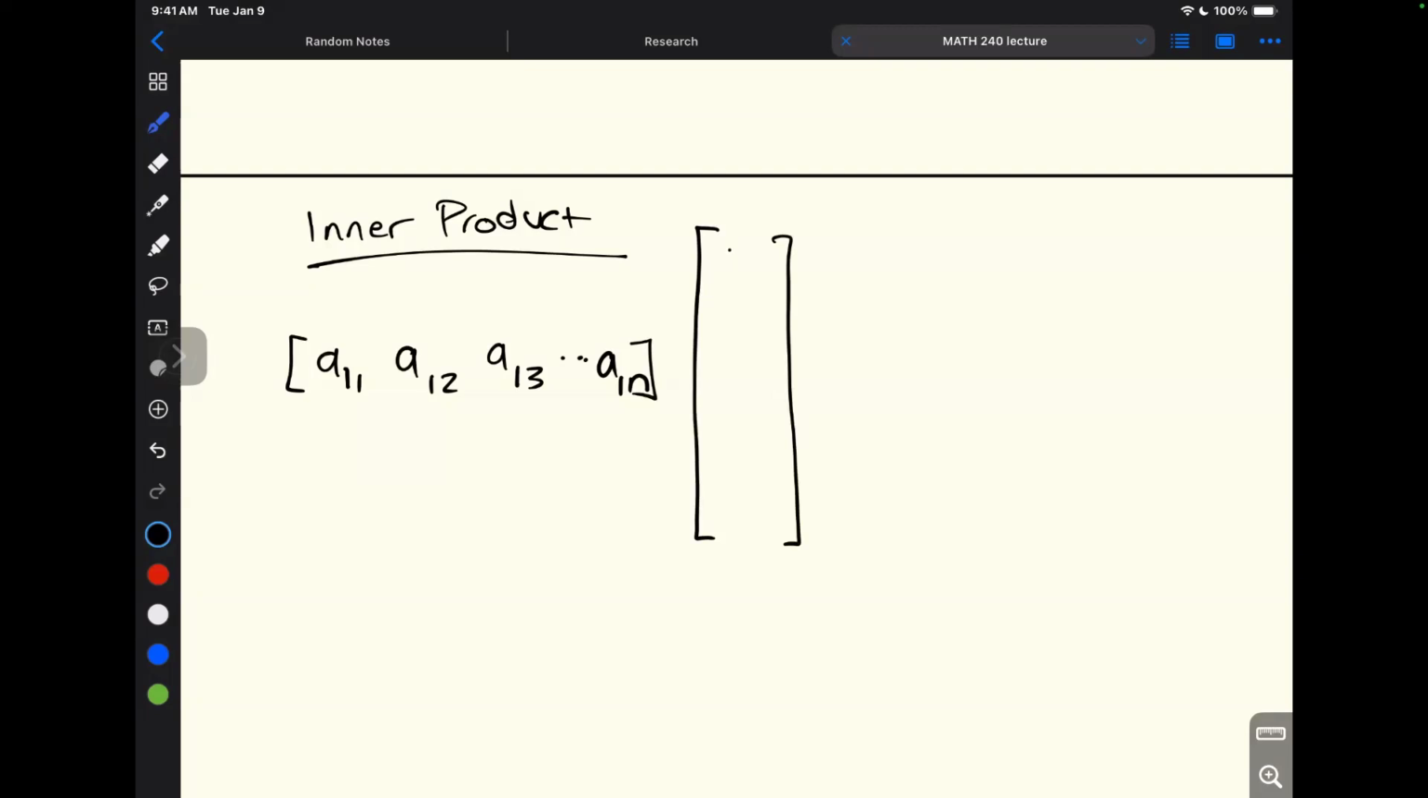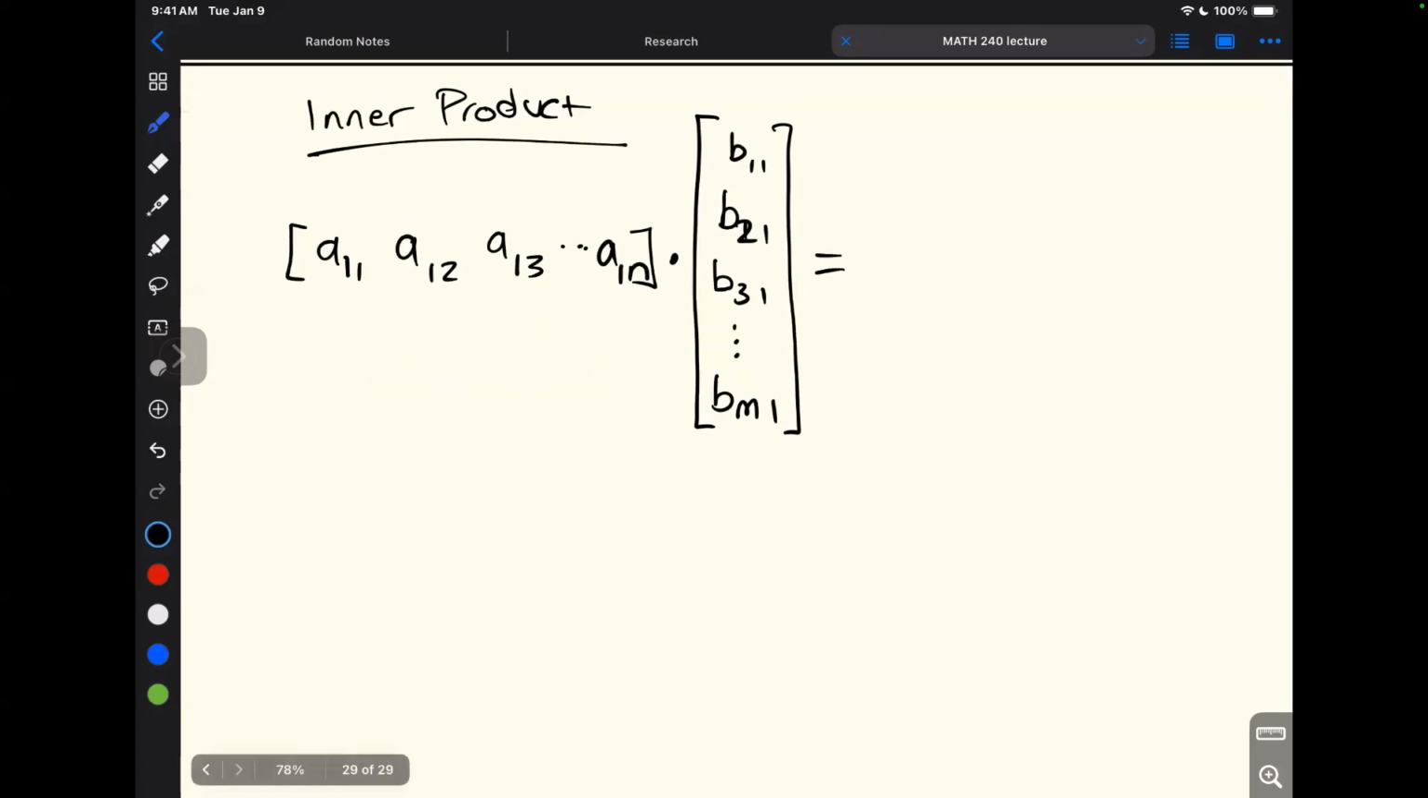And let's say we're multiplying that by some vector. So a vector is a matrix with only one row or only one column. So let's say B row 1, column 1, B row 2, column 1, B row 3, column 1, until B row M, column 1. So we want to multiply these two together. And so the way that we do that is this is what we call the inner product. And this is going to give us a number.